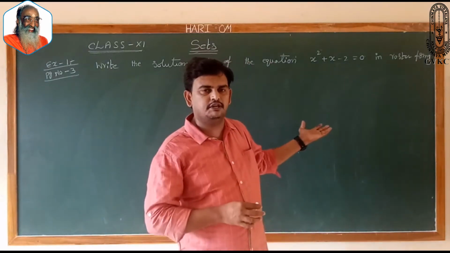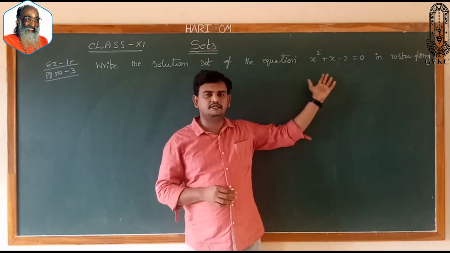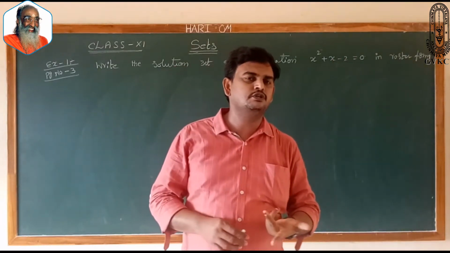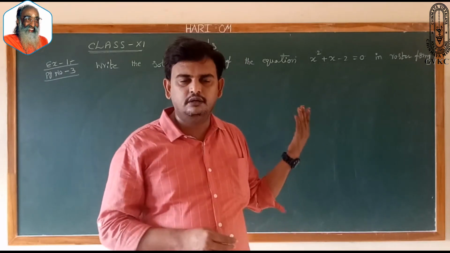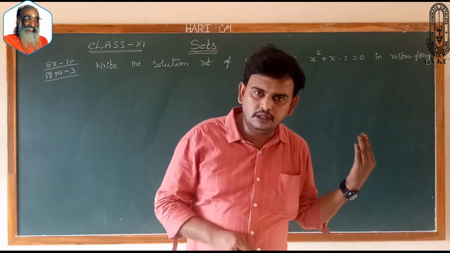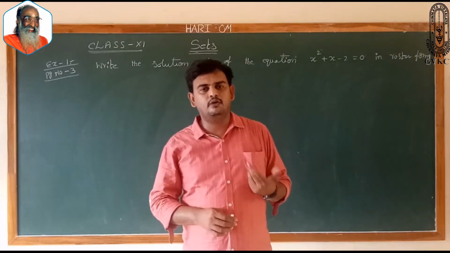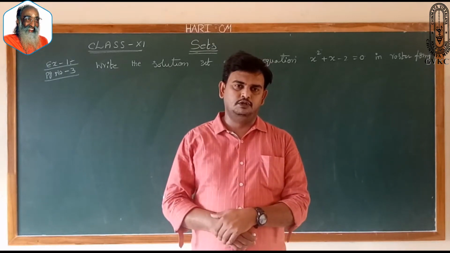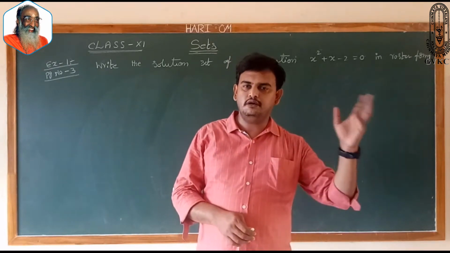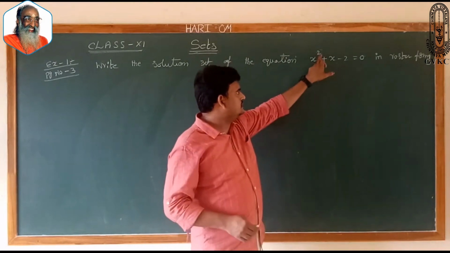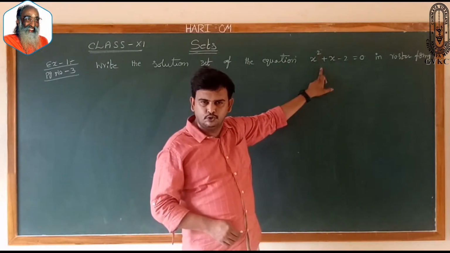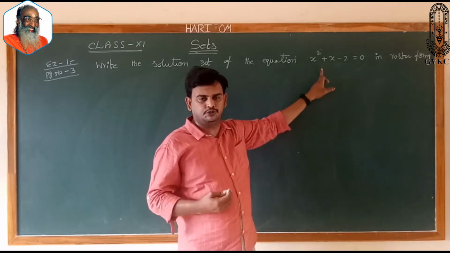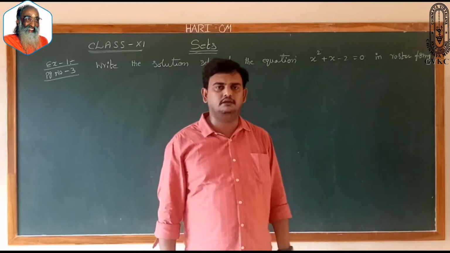What is given here? The equation x square plus x minus 2 is equal to 0. We know that it is a quadratic equation. For every quadratic equation, how many solutions do we have? Two solutions. The number of solutions depends on the degree of the equation. Here x has the highest power 2, so we can call it a quadratic equation. For every quadratic equation we have two solutions, that we have seen in our class 10.